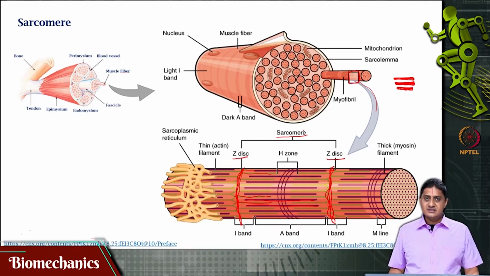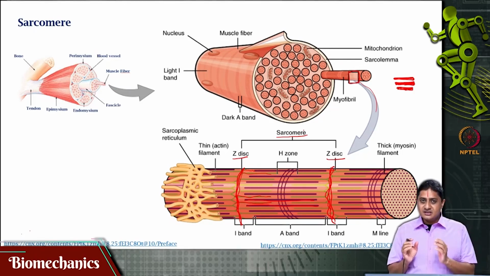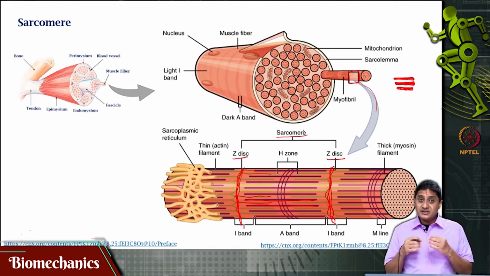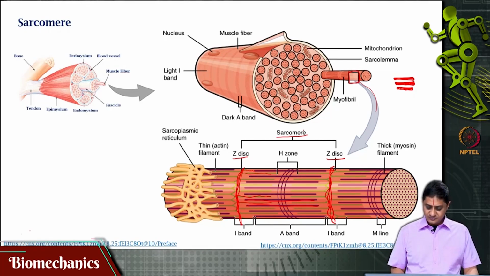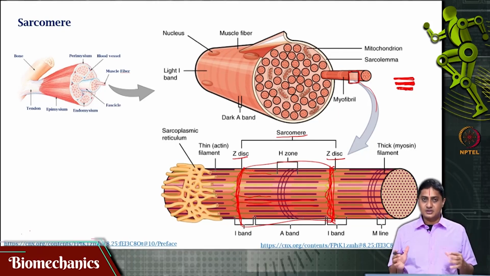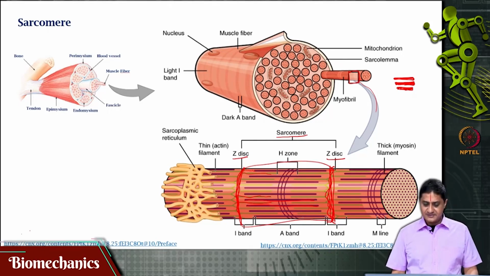Sarcomere is the smallest functional unit of a muscle. So, functionally this is how small it can get. If you would like to explain the function of a muscle, you start with the function of a sarcomere. The zone, that set of components between two Z discs, constitutes a sarcomere. This is the smallest functional unit in a muscle.